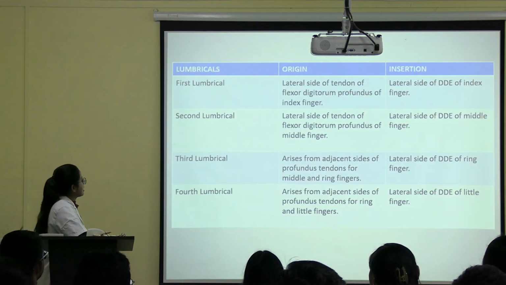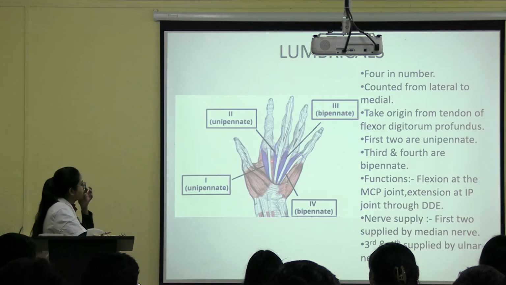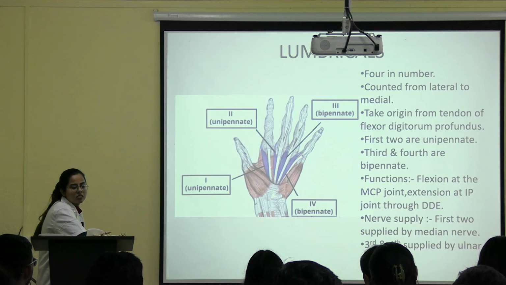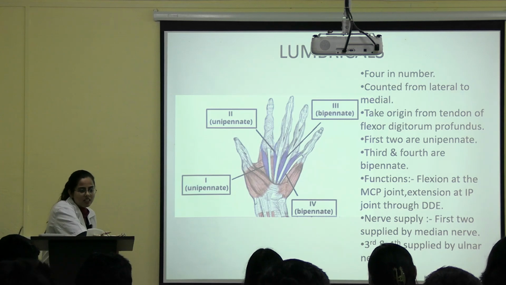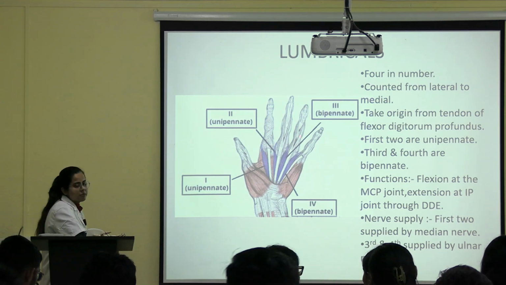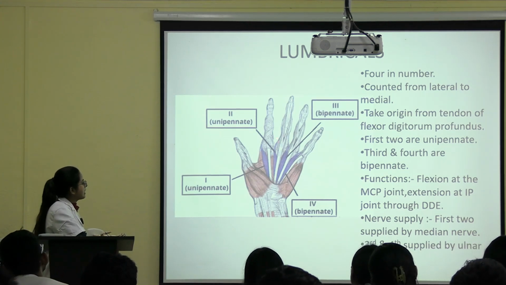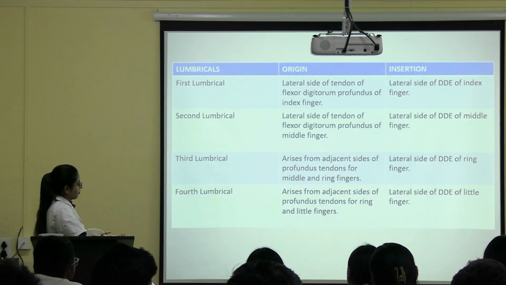Similarly the second lumbrical is originating from lateral side of which tendon? What is the name of the tendon? Yes, flexor digitorum profundus. Okay, and this is what finger? Middle finger. So lateral side of the tendon of the middle finger. Okay, and similarly getting inserted in dorsal digital expansion of this finger.